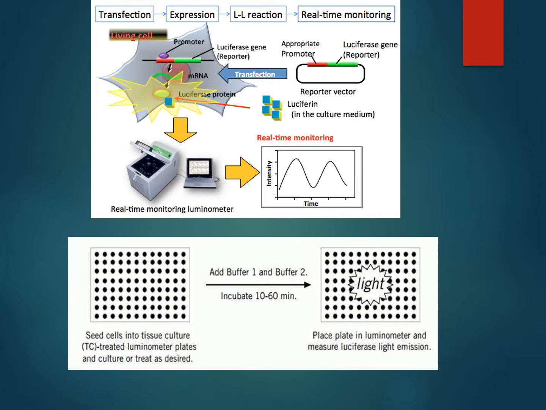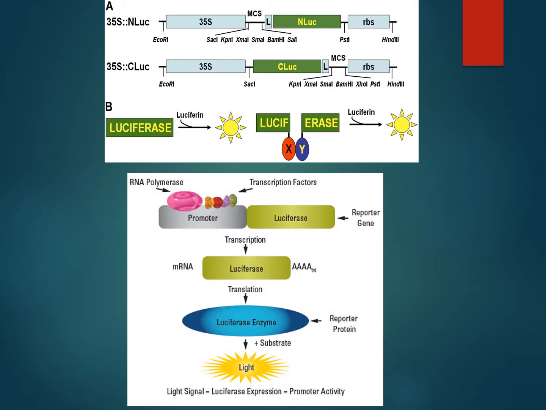And then here's the plate concept, where you incubate for 10 to 60 minutes. I'm not sure of the procedure, but anyway, you're detecting light, and you send your luminometer through each of the little bingo cards here, and you're getting detection. Here's the N-terminus and C-terminus, and this is showing how the luciferase works, and you add the substrate, it's called luciferin, and here is the production of light.